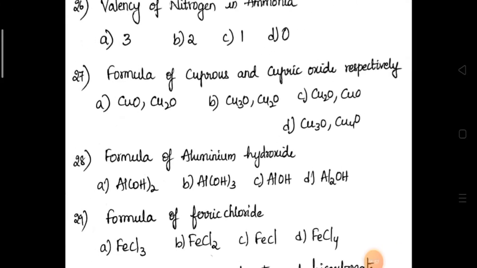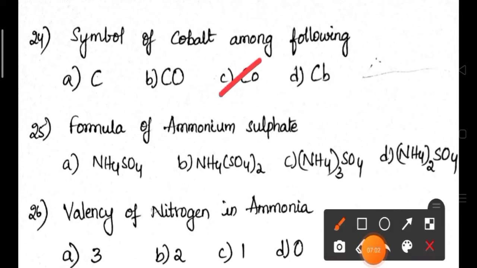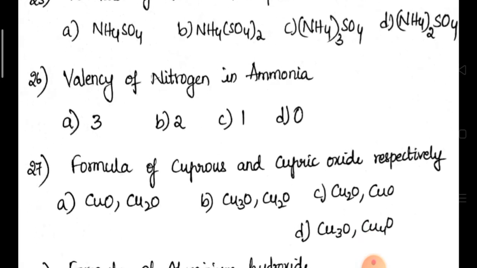Next. 24th question. The symbol of cobalt. Co. Because the second letter should always be a small letter, lower case. I already discussed that also. So the correct answer is the C option, that is Co. Capital C, small o. 25th question. The formula of ammonium sulfate. We have seen this also. NH4 taken twice, SO4. We have done this also.